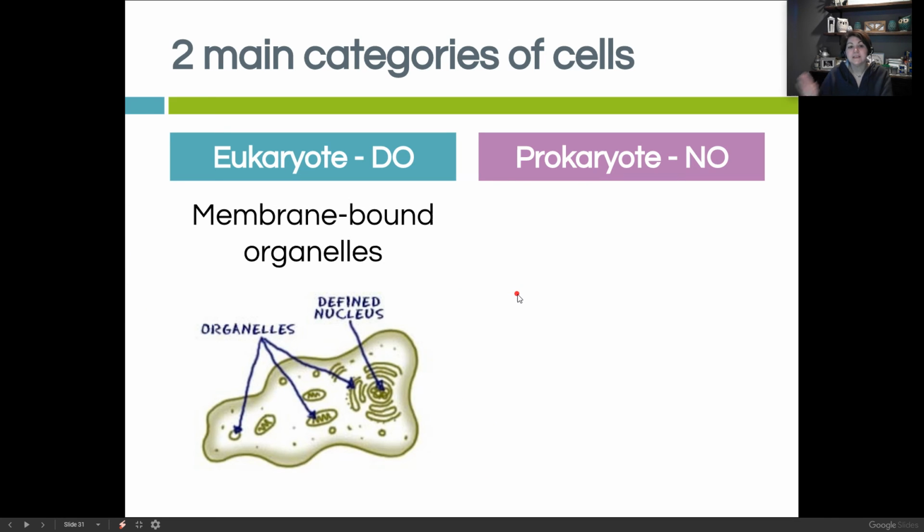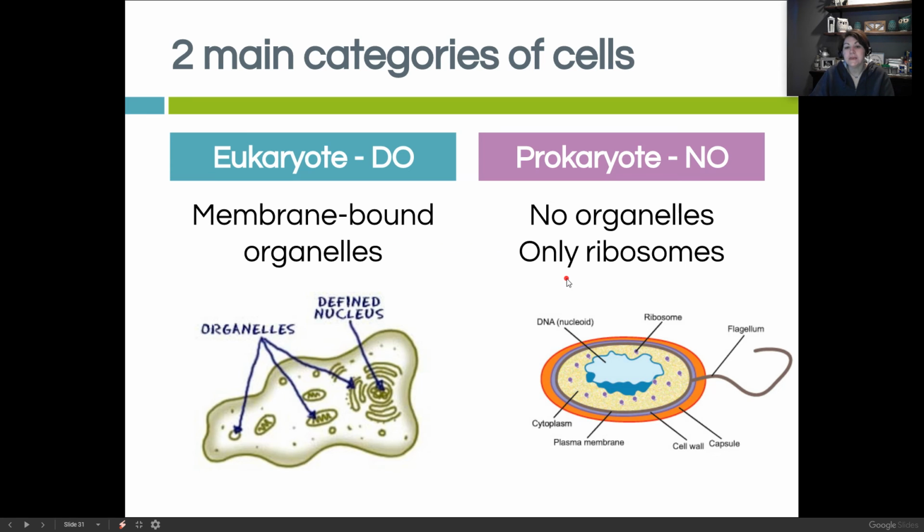The prokaryotic cells say no. So pro means no. They say no to membrane bound organelles. Any organelle that has a membrane or is made of membranes, prokaryotic cells do not have these. Instead, they only have ribosomes, and they need ribosomes because they still need to produce proteins. So they say no to the other organelles, and they only contain ribosomes.